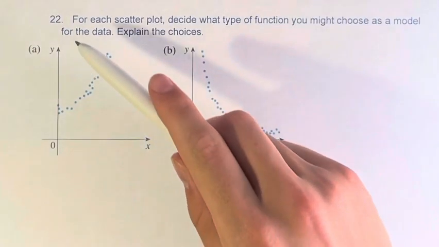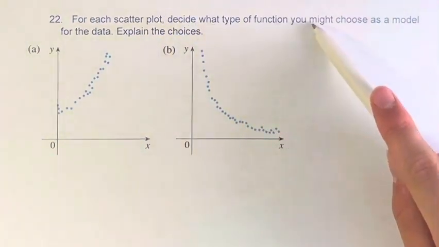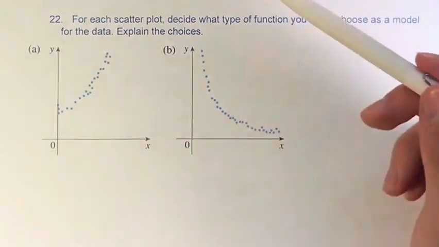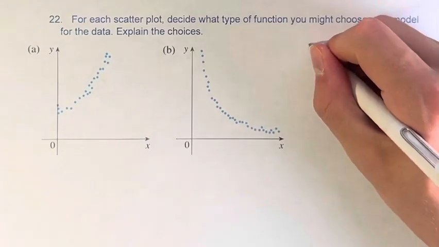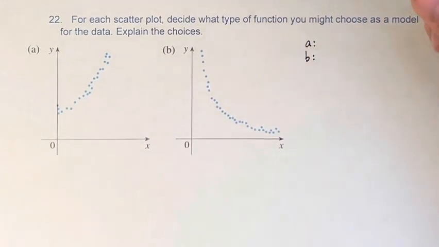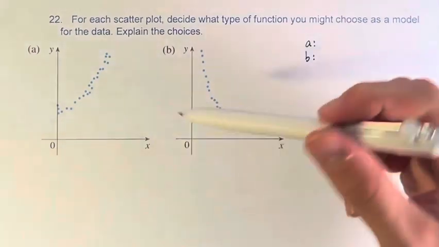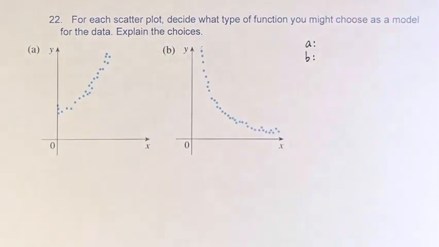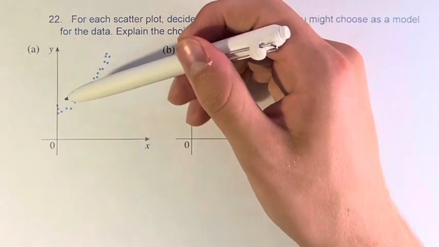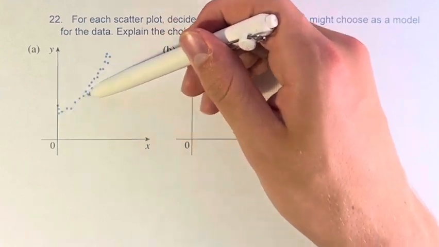In this problem, we're asked for each scatter plot to decide what type of function you might choose as a model for the data, and to explain our choices. So for both of our choices here, A and B, we can notice that we have just a general curve. There's nothing particularly useful about the given slope at anything. We can just notice that the rate of change is always changing itself.